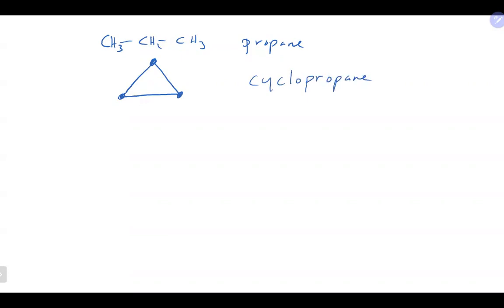By the way, the condensed formula would look something like this. A lot of the cycloalkanes are geometrical shapes, like a triangle. What would a square be? Square here has 1, 2, 3, 4 carbons. 4 carbons is butane. Because it's a ring structure, it becomes cyclobutane.